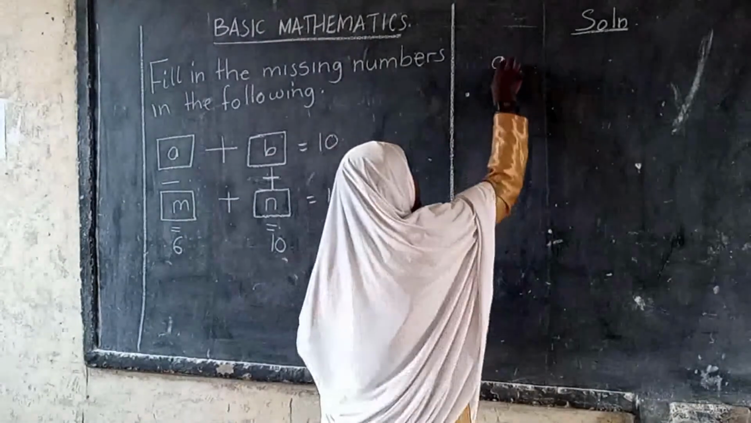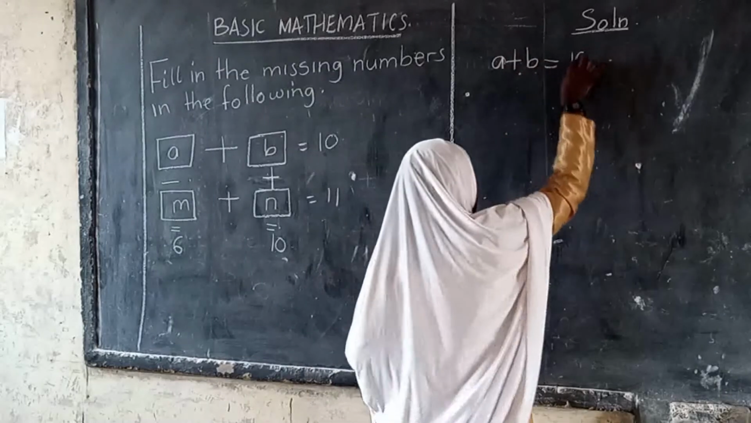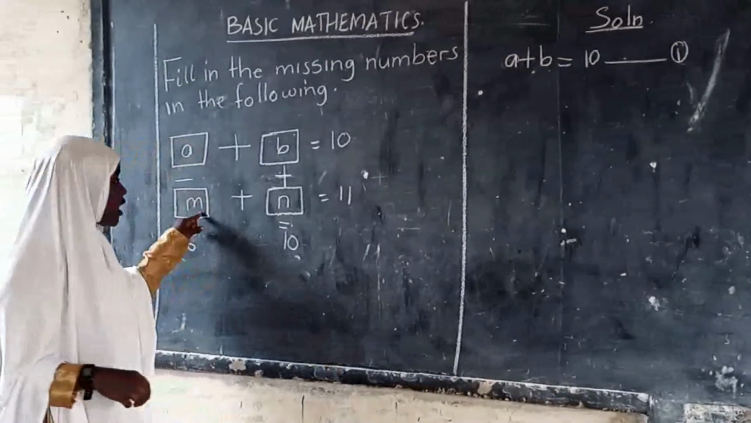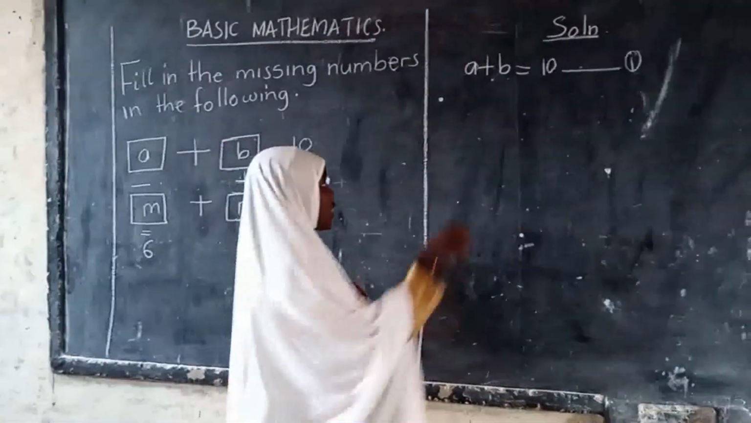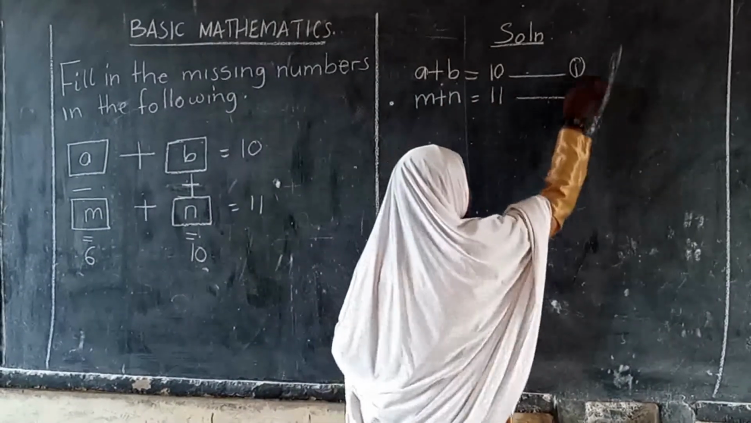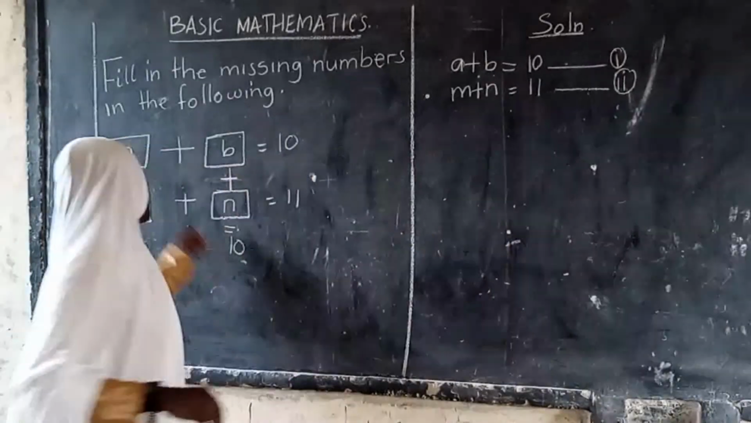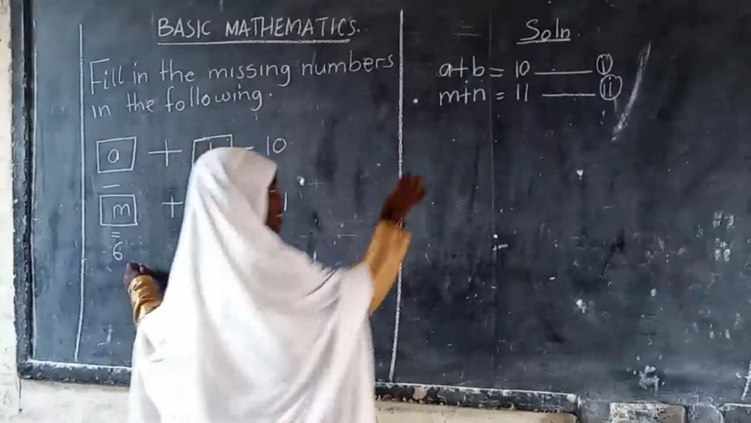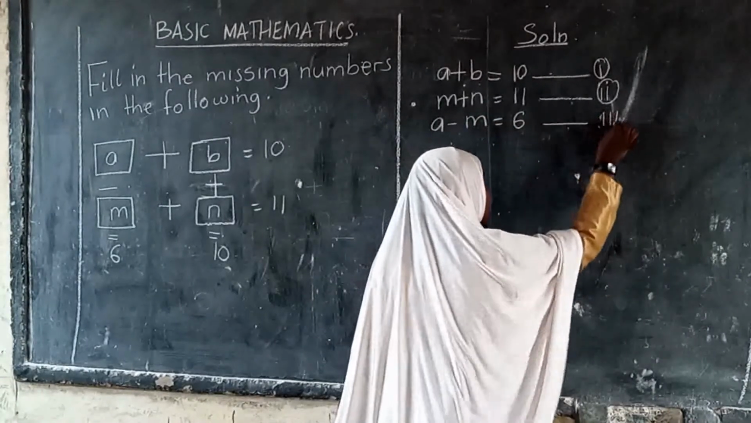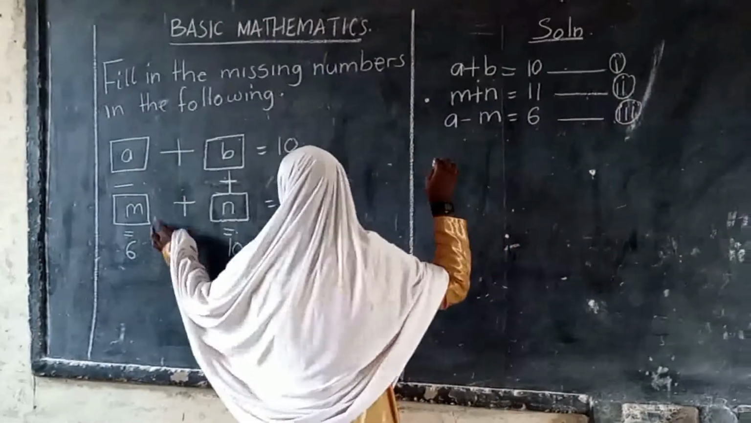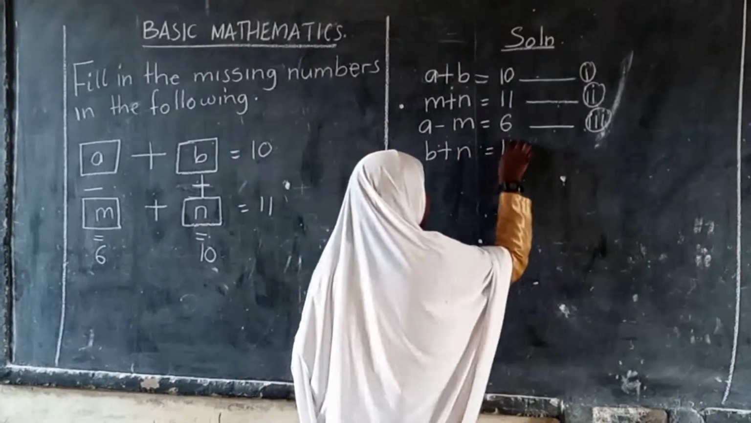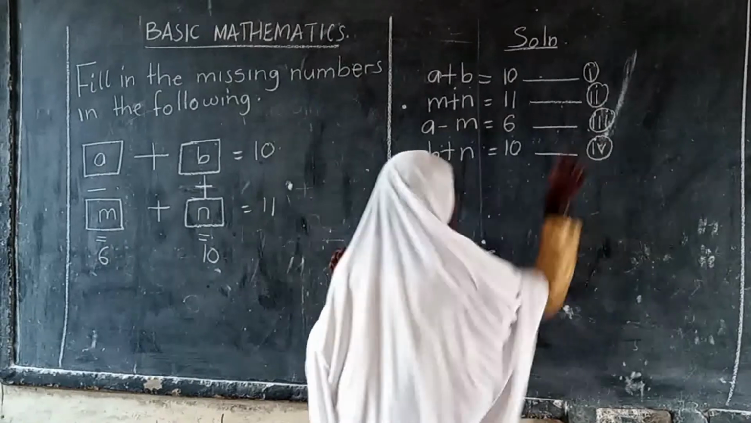It is going to be A plus B is equal to 10. We call this equation number 1. Also, M plus N is equal to 11. We call this equation number 2. A minus M is equal to 6. We call this equation number 3. Also, B plus N is equal to 10. We call this equation number 4.